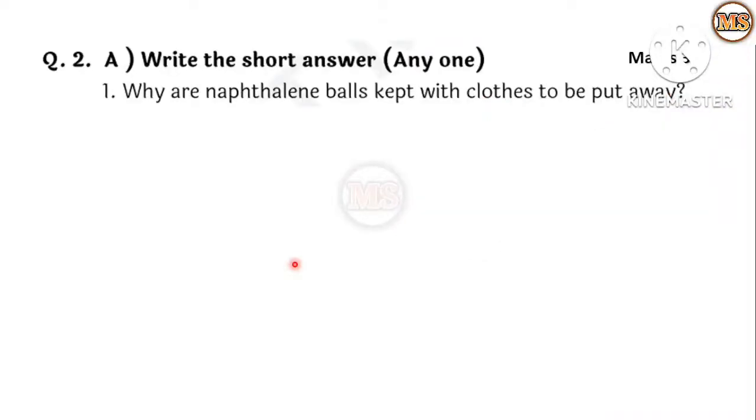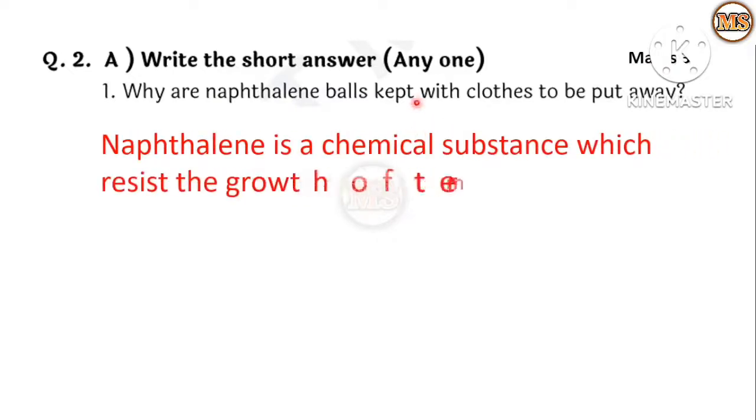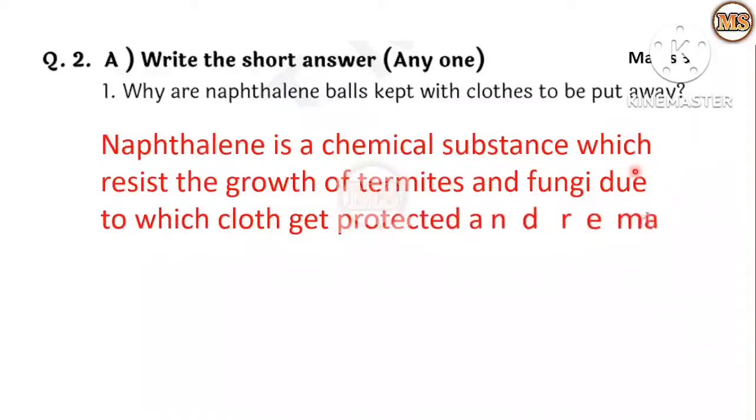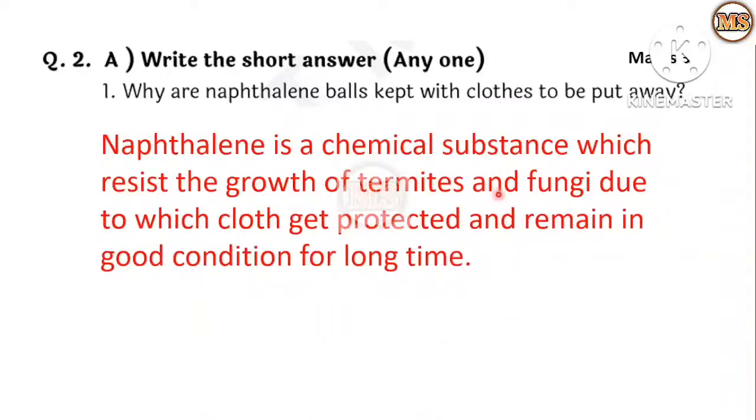Then question number 2A, write the short answer, any one. This question is for 3 marks. The first question, why are naphthalene balls kept with clothes to be put away? See the answer. Naphthalene is a chemical substance which resists the growth of termites and fungi, due to which clothes get protected and remain in good condition for a long time. And that's why the naphthalene balls are kept with the clothes to be put away.